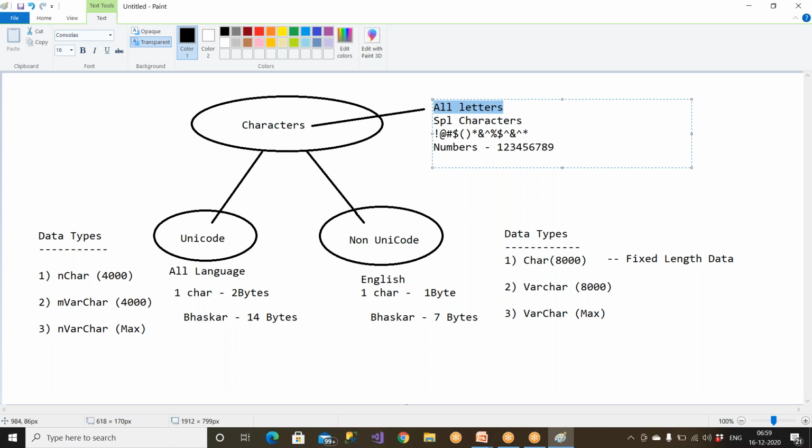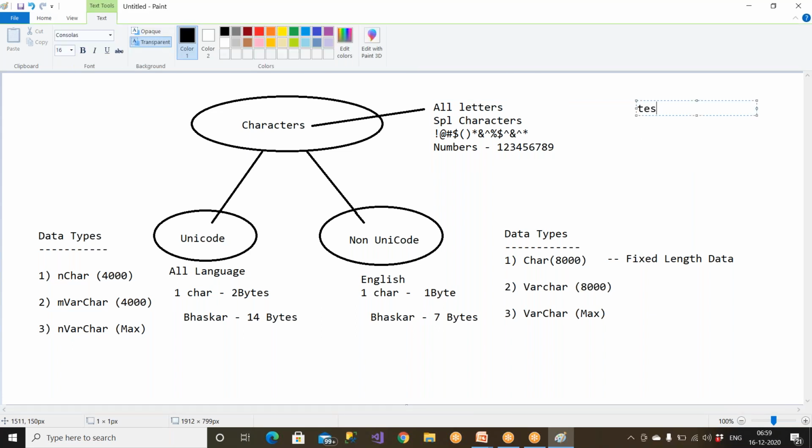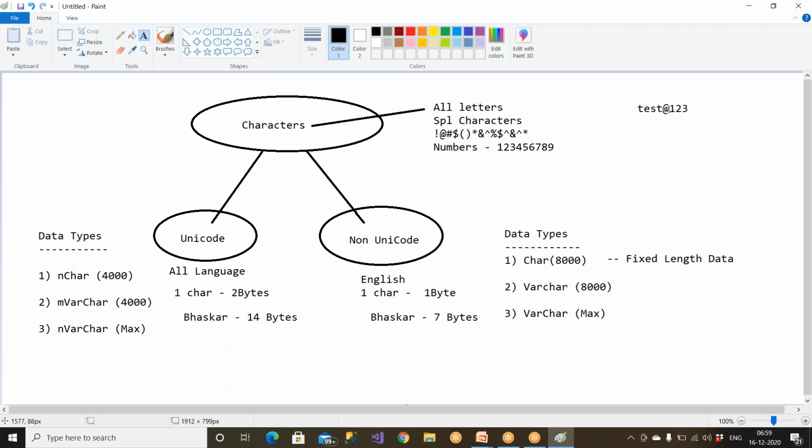All letters, including all languages, will be taken as characters only. Special characters like this and space are also treated as characters only. Even the numbers are treated as characters only. Clear? For example, I wanted to create my password. So what is my password? I'll say test@123. This is string data, or you can say character data. Test, the at-the-rate symbol, and 123. This is purely character data. It is not integer data.